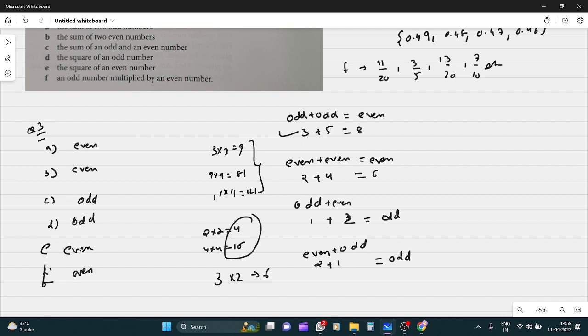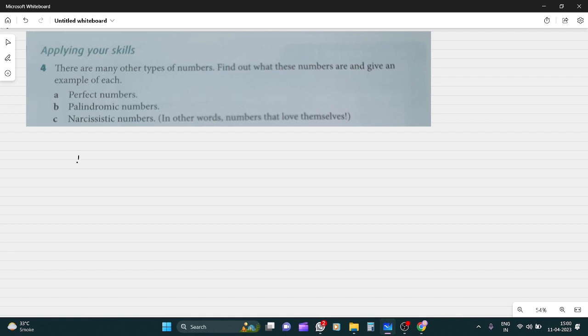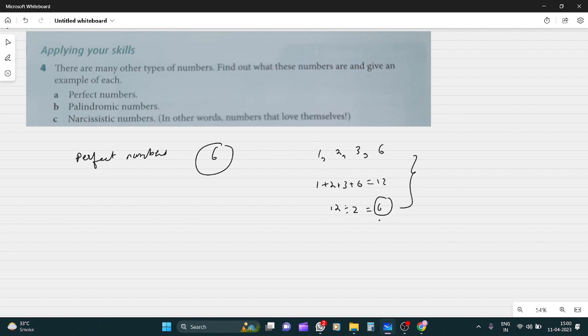so now, what do you mean by the perfect numbers? See, what are the perfect numbers? So first of all, let us take a common example of a perfect number, which is number 6. Now, what are the factors of number 6? It is 1, 2, 3, and the number itself. So when we add these numbers, what do we get? We get 12. And when we divide 12 by 2, we get again 6. So a number of this form is called a perfect number.